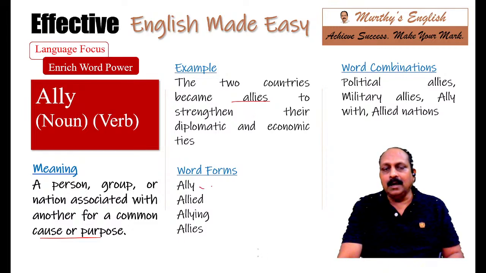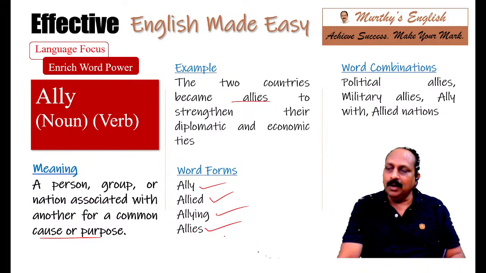Word forms: ally as a verb, regular verb, allied, allying, ing form. Allies, ally singular, allies plural. Usually they are mollify, alleviate, SUH. Who is that, Manasa? You still remember? Very good. Word combinations: political allies, a typical combination. Military allies, another combination. Ally with takes up preposition with, and allied nations. Here it has been used as an adjective.